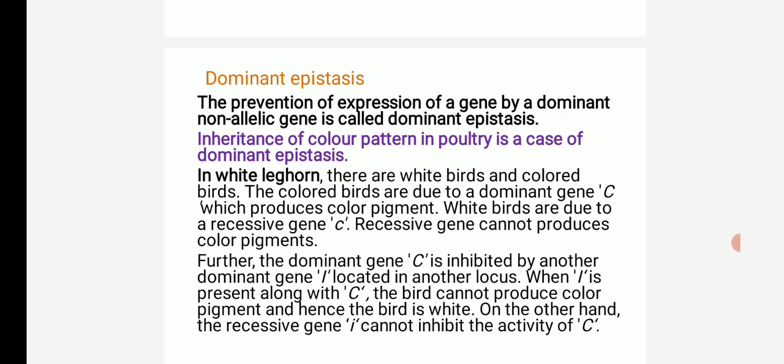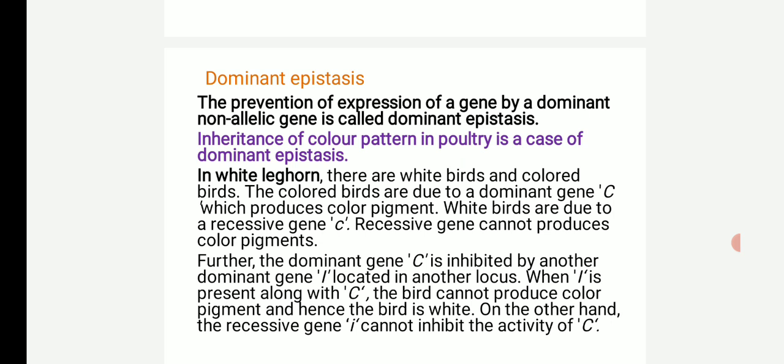Next, dominant epistasis. The prevention of expression of a gene by a dominant non-allelic gene is called dominant epistasis. Inheritance of color pattern in poultry is a case of dominant epistasis. In white leghorn, there are white birds and colored birds. The colored birds are due to a dominant gene, capital C, which produces color pigments. White birds are due to a recessive gene, small c. Recessive gene cannot produce color pigments.